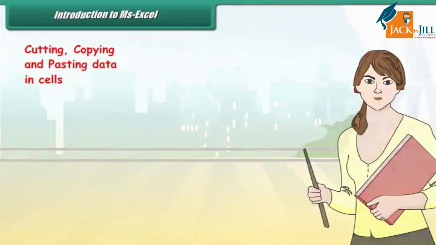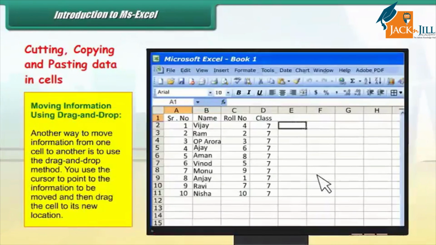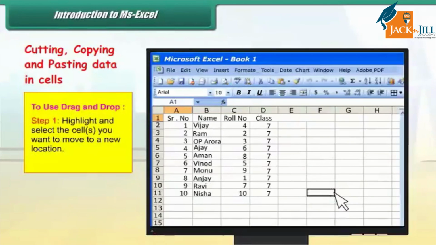Moving information using drag and drop. Another way to move information from one cell to another is to use the drag and drop method. You use the cursor to point to the information to be moved and then drag the cell to its new location. To use drag and drop, Step 1. Highlight and select the cell you want to move to a new location.